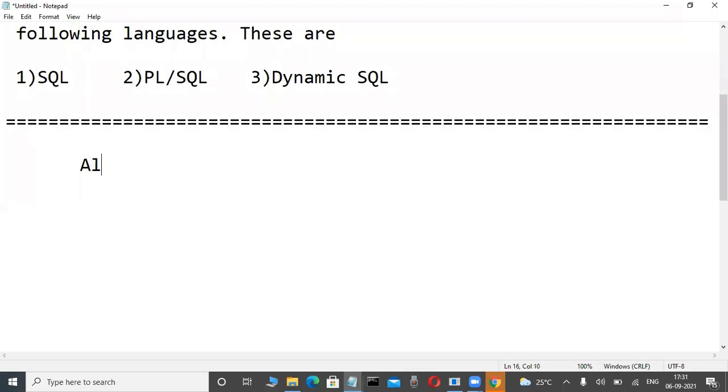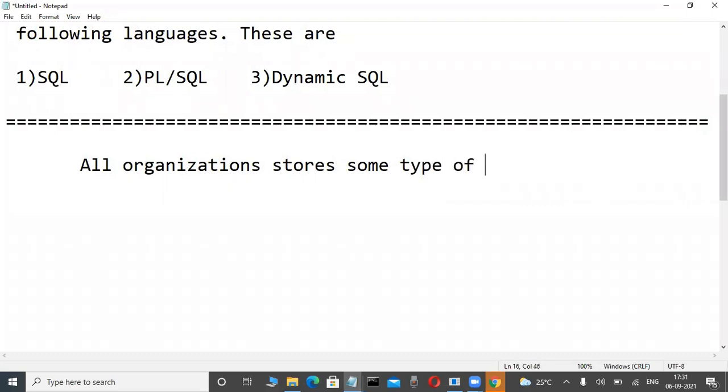Next paragraph. All organizations store some type of data. Today you will easily understand what is data and what is information, very clearly. Now, side heading: data.